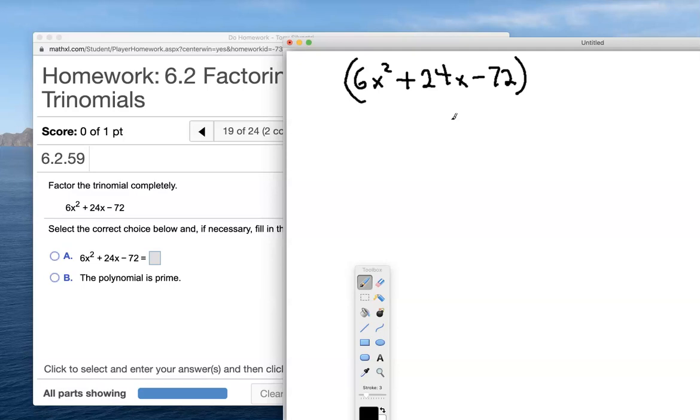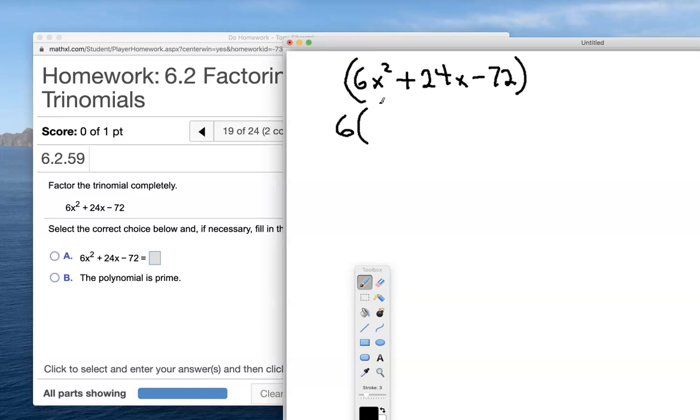To do this problem, chances are when you see a big number in front of the x squared, you might be able to factor out that 6. In other words, take a look at 6, 24, and 72. Can 6 go into 24? Yeah, divides it evenly. 6 goes into 72 evenly. I can pull out a 6. You need to make sure that's your greatest common factor. You need to pull out the number in front of the x squared in section 6.2.